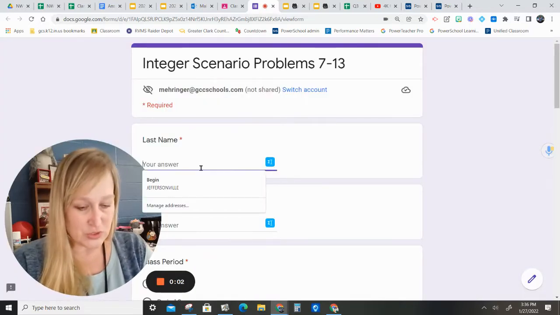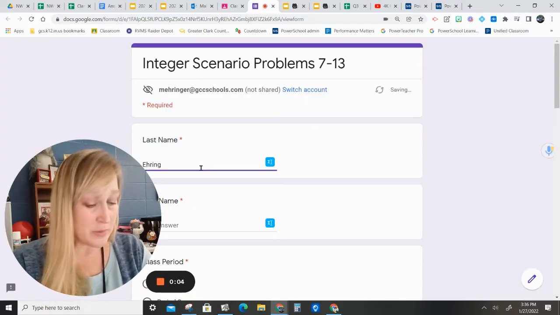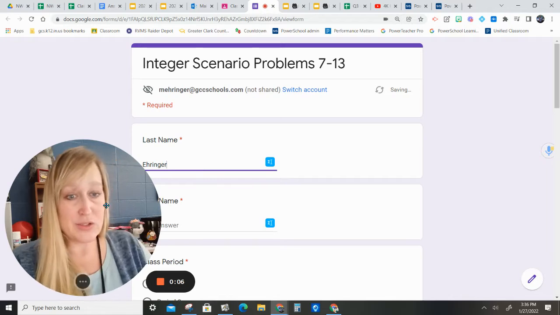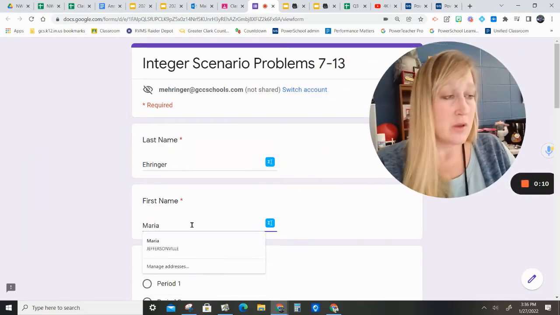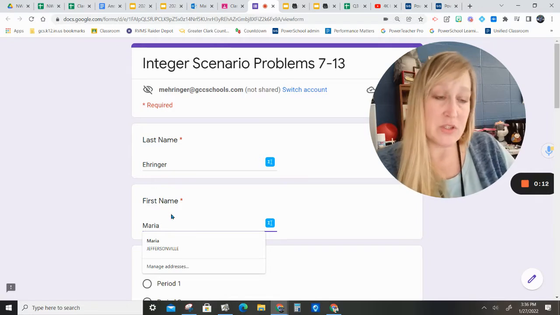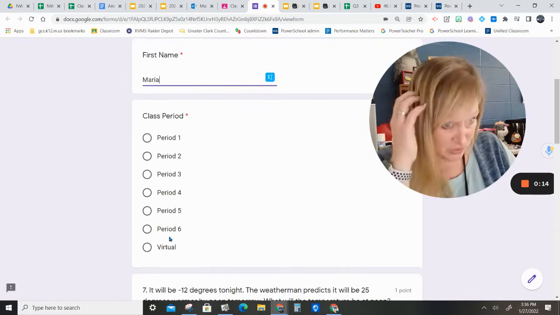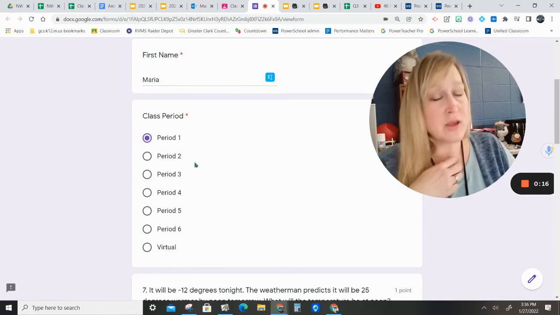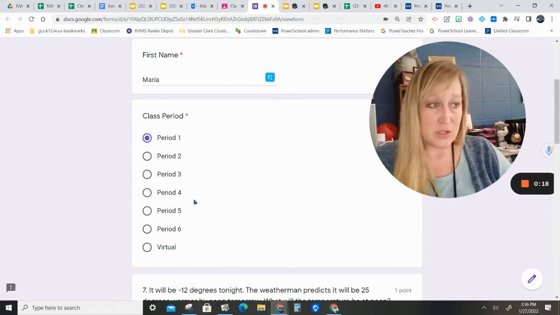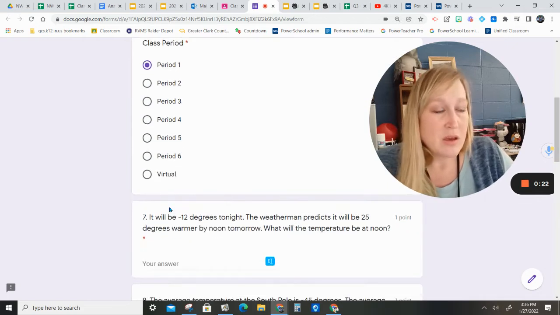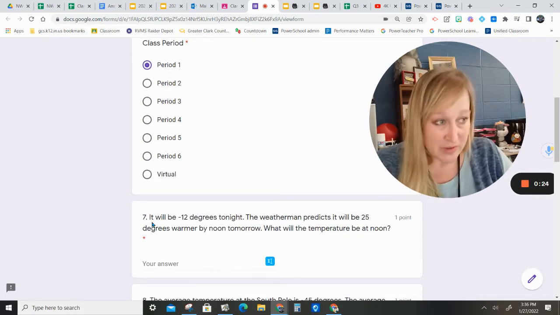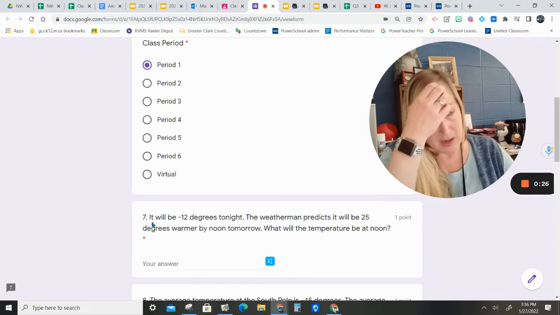All right, we are going to do some additional problems on integer scenarios. So we are dealing with real world applications of dealing with positives and negatives. Make sure that you put your last name, your first name, and what class period you have. So we're doing number 7. We're going to do 7 through 13, I believe.